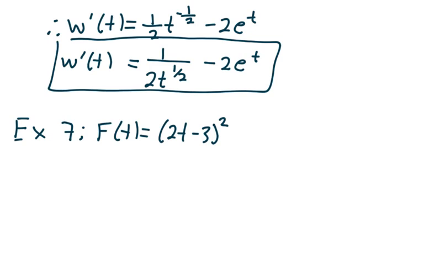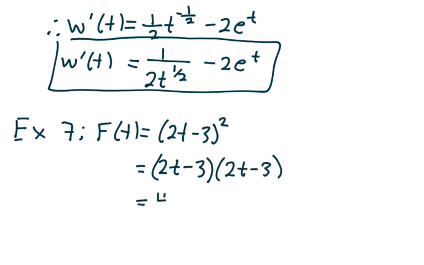We don't know how to deal with this type of question just yet, but what we do know is how to square that out. And so we have to simplify f a little bit. So we have (2t - 3) times (2t - 3). If I square that out, I get 4t^2 - 12t + 9.